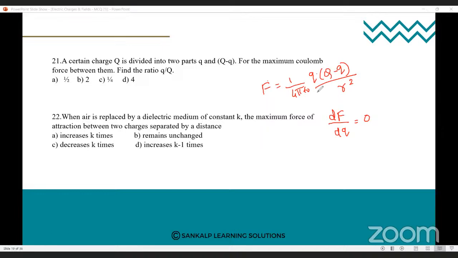This equation 1, this formula, we have to differentiate. So let us differentiate this formula. If we differentiate this formula, here 1 upon 4 pi epsilon naught is a constant. So keep the constant 1 upon 4 pi epsilon naught as it is.